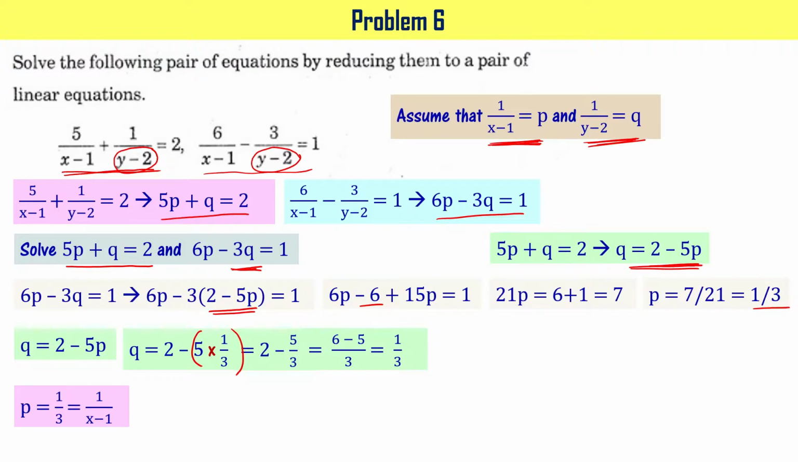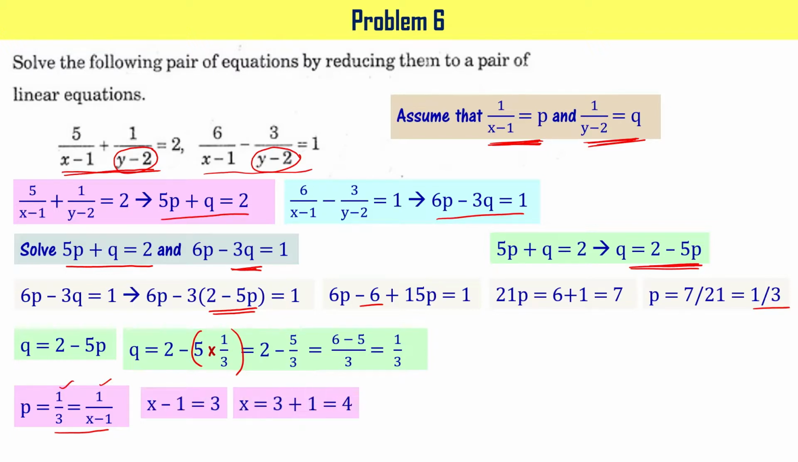We know p equal to 1 by x minus 1, right? If you observe these two, the numerator is the same, 1 and 1. So we can compare the denominators, right? It means x minus 1 is going to be equal to 3.